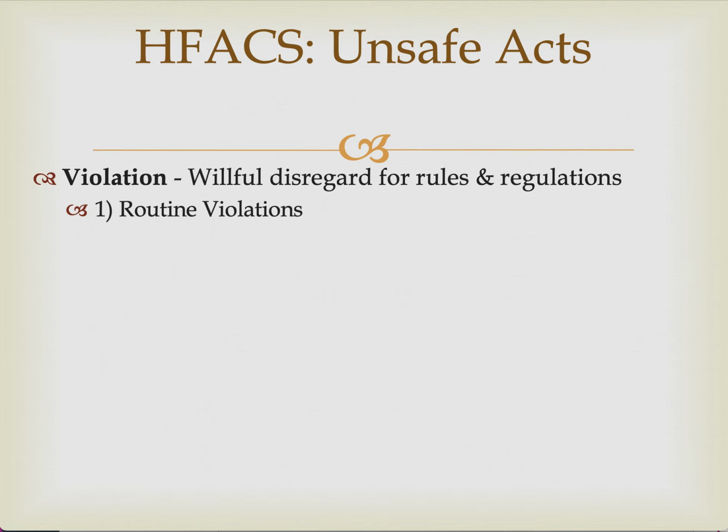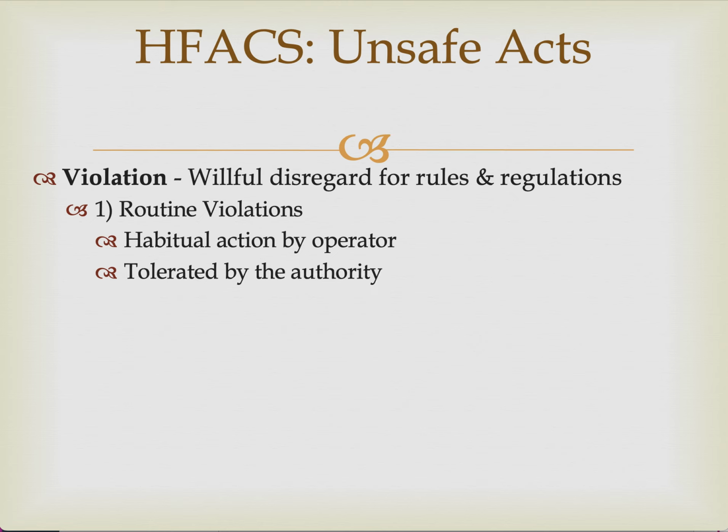It goes in a routine, like things you'd normally do all the time. Like here in SoCal, it's pretty routine for people to be going above the speed limit on the highway. It's habitual action. It's actually tolerated by authority. So going 5 miles over the speed limit is generally tolerated unless they have another reason to pull you over.